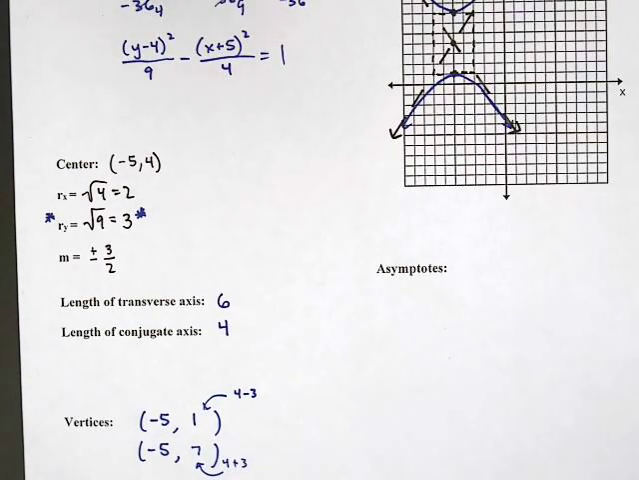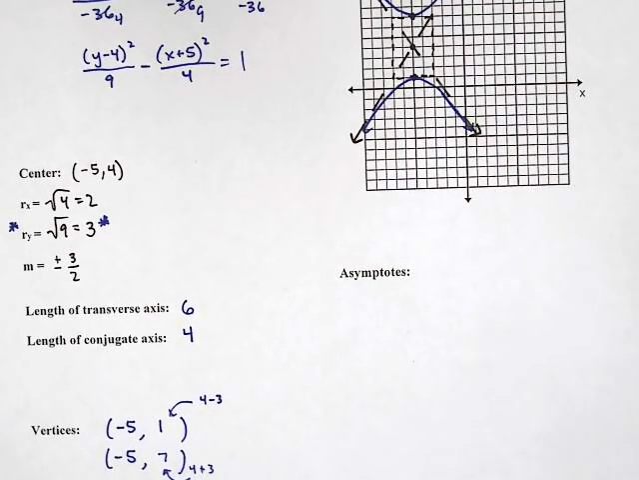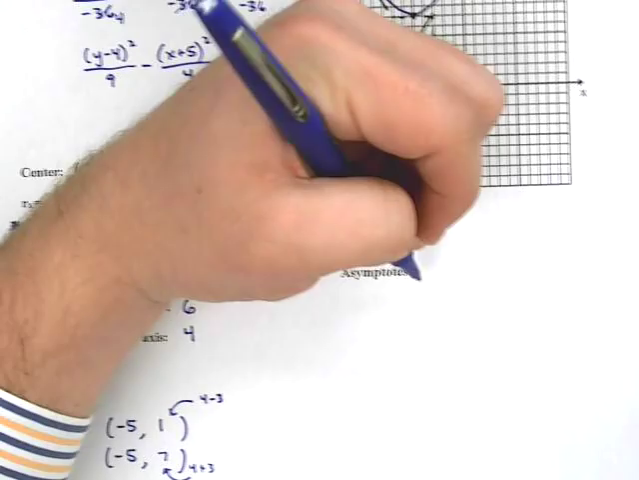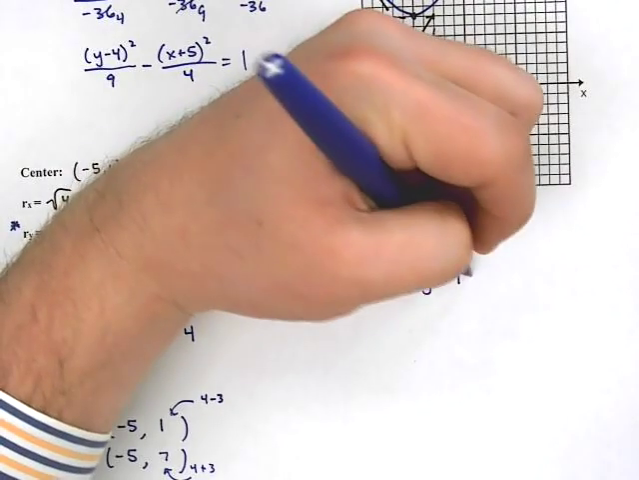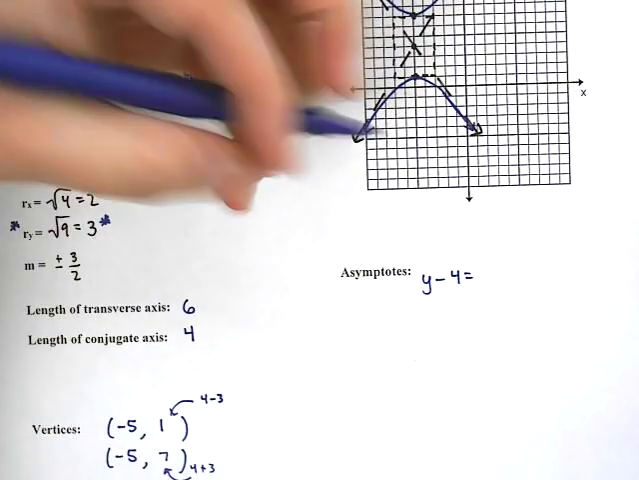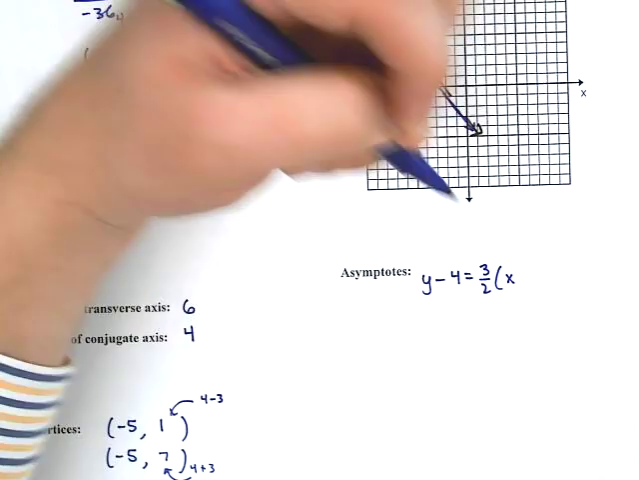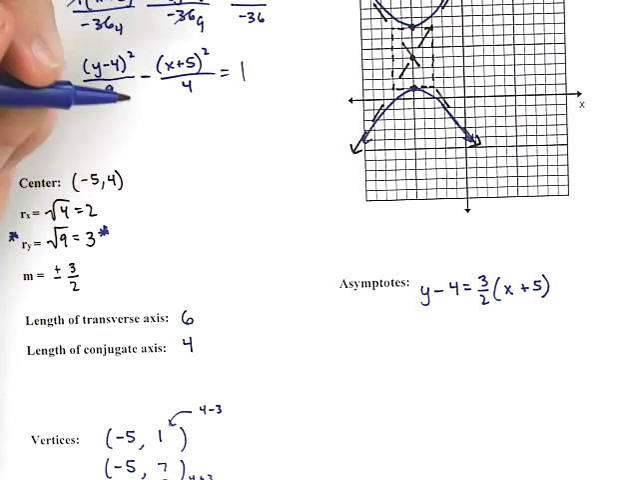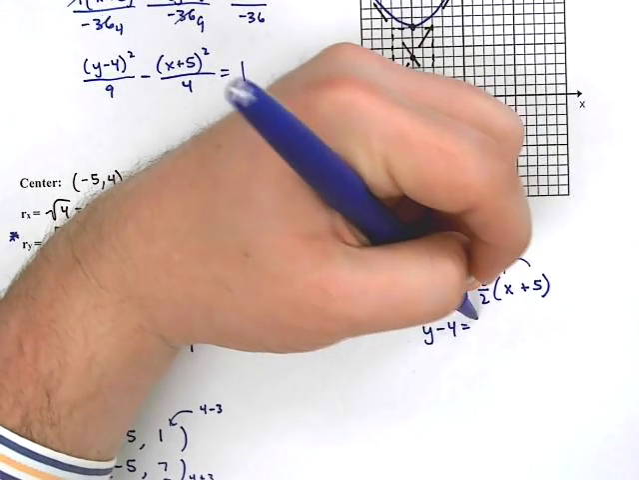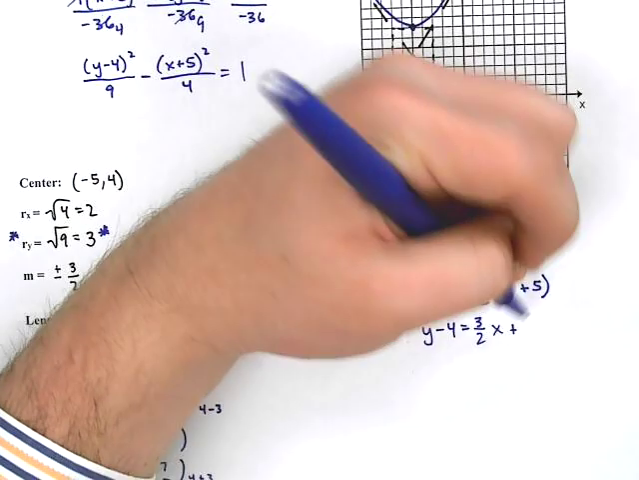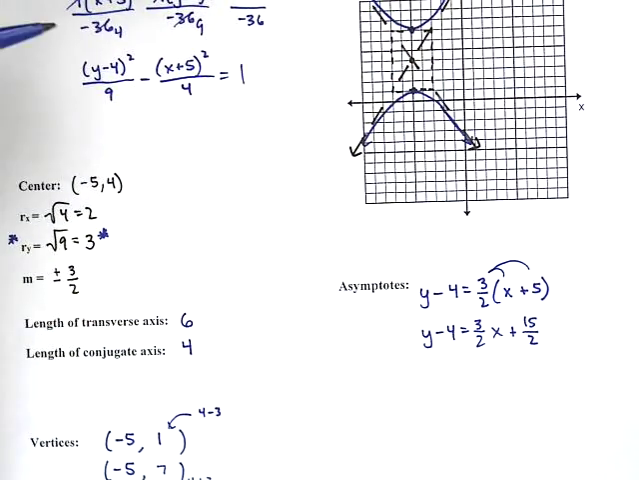Alright, lastly, the asymptotes. Here's where you have to do a little bit extra work, and this is a little more difficult than the ones before, so I think it'd be good to do. We know that we're going to use our center point, so it's going to be y minus 4 equals, then we have to use our slope. So I'm going to use the positive first, and it's going to be x plus 5. So here's an example where you definitely need to distribute. So I'm going to have y minus 4 equals 3 halves x plus 15 halves. That looks good. Well, now we need to add 4.